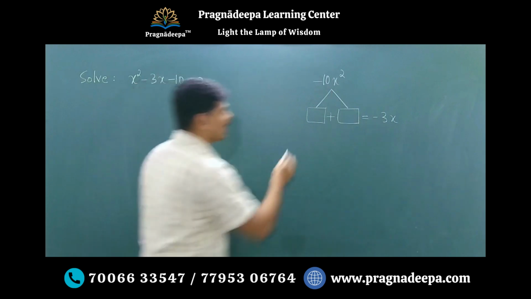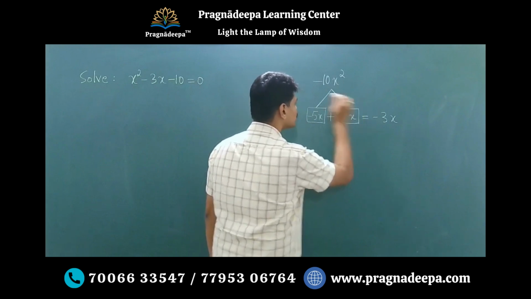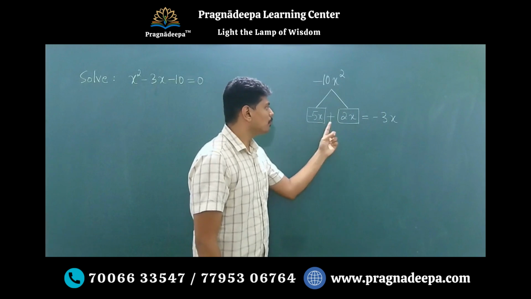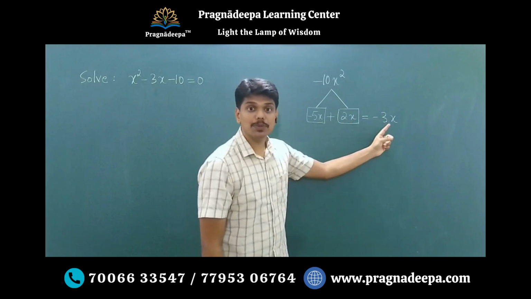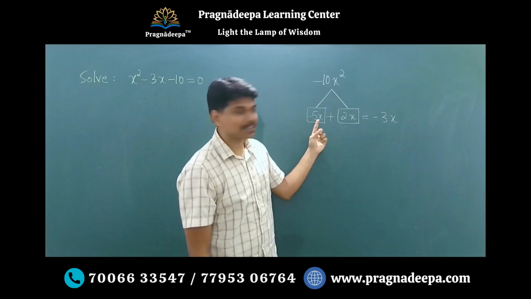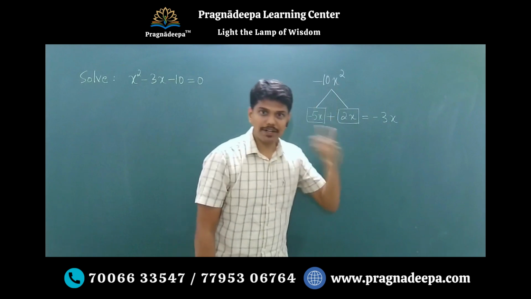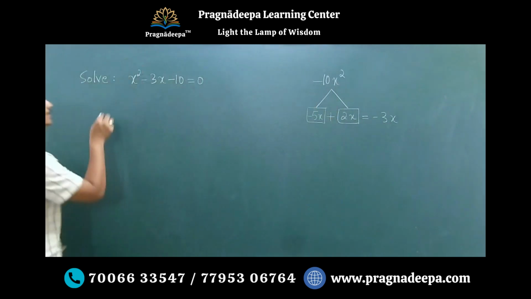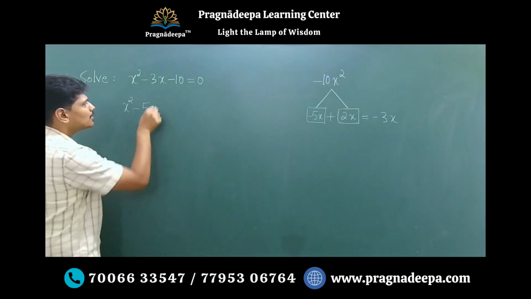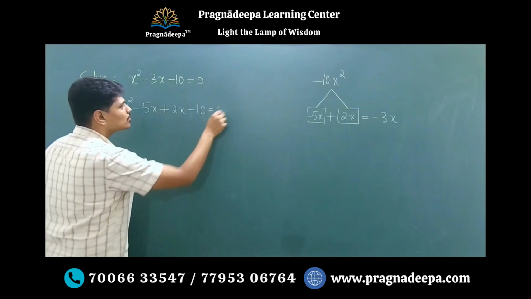So obviously, I can take the two numbers to be minus 5x and plus 2x. Correct? So minus 5x plus 2x gives us negative 3x. Minus 5x multiplied by 2x gives us negative 10x squared. So we are done with this. So let us split, students. We also call this splitting the middle term. x squared minus 5x plus 2x minus 10 is equal to 0.